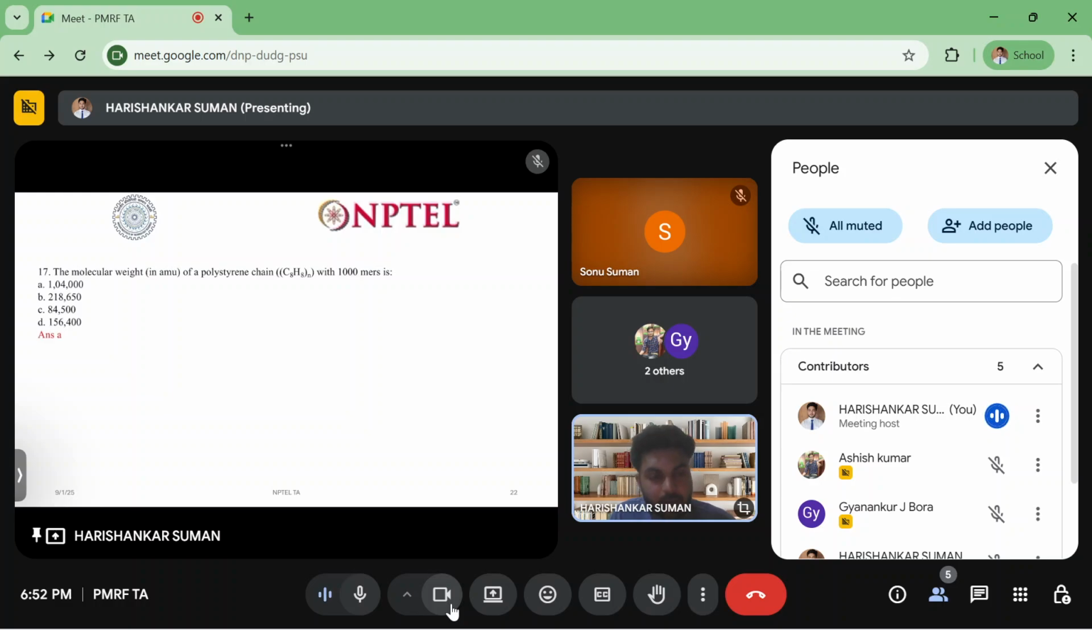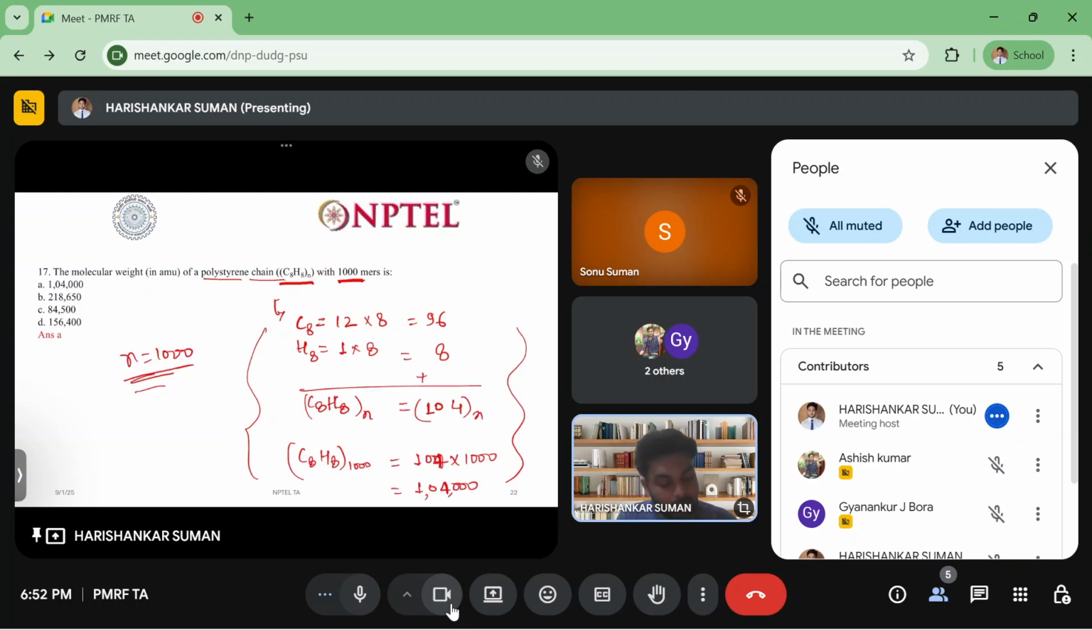So the answer will be A. Did you get the first option? Let me show you the answer. Carbon is 12 and we have 8 carbons, so 12 into 8, and hydrogen is 1, so 8 multiplied by 1, and the total will be 104 for n equal to 1. So we have n equal to 1000, so multiply by 1000 and we will get 1 lakh 4000.